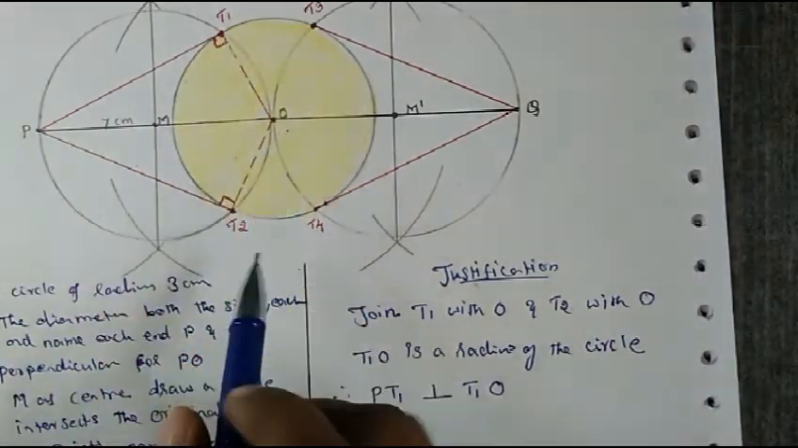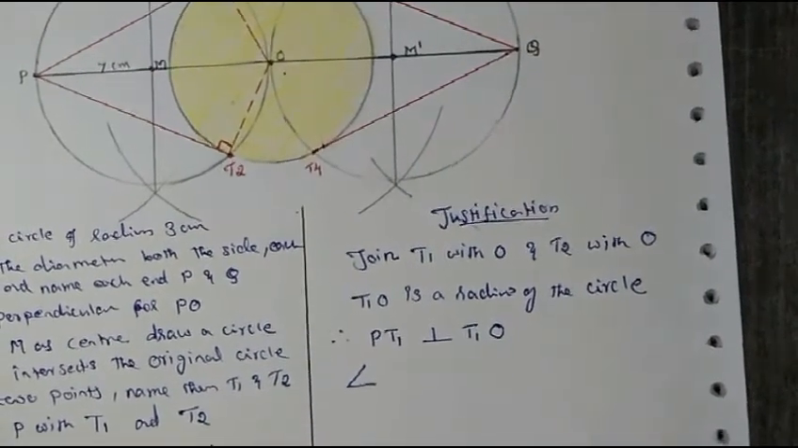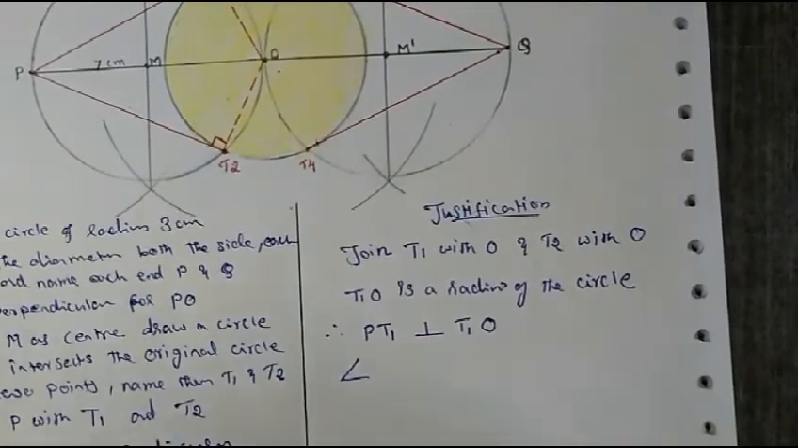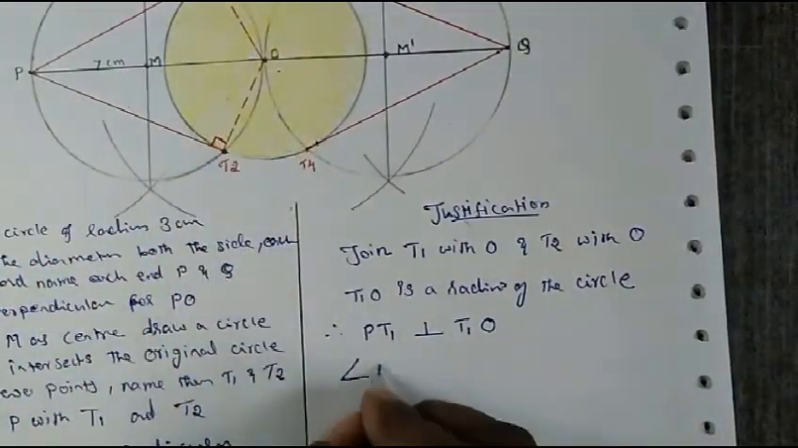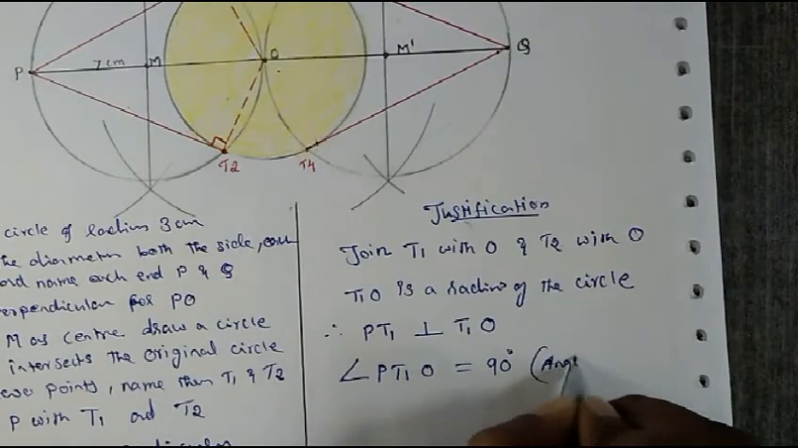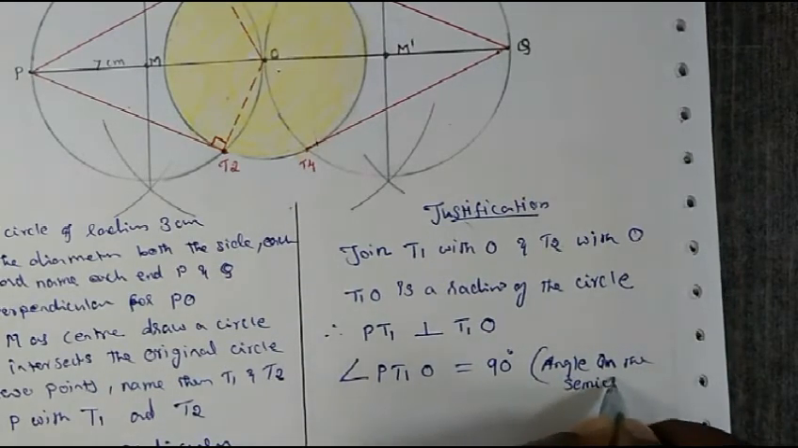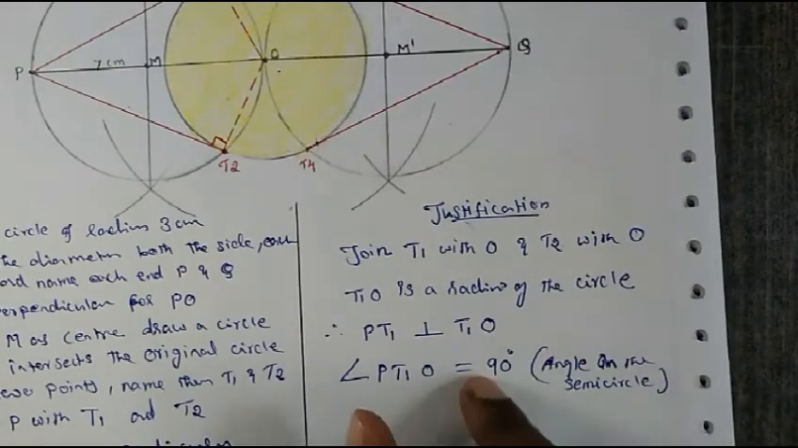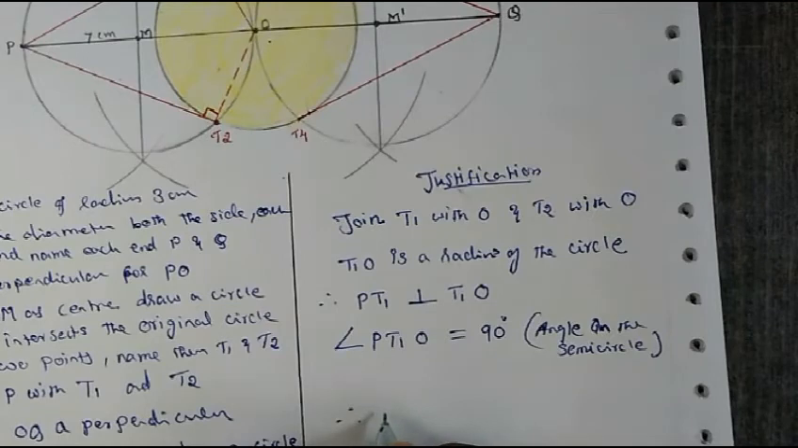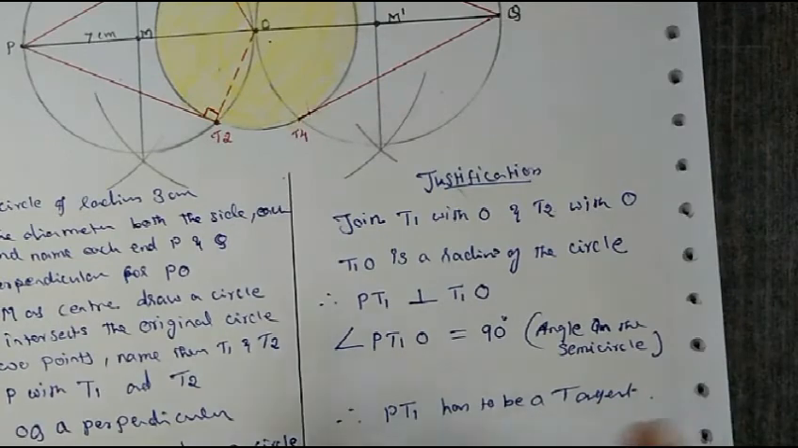So this will be perpendicular because we can also say that angle PT1O is 90 degrees, because it is an angle on a semicircle. If an angle is on a semicircle, it has to be 90 degrees. Therefore, we can say PT1 has to be a tangent.